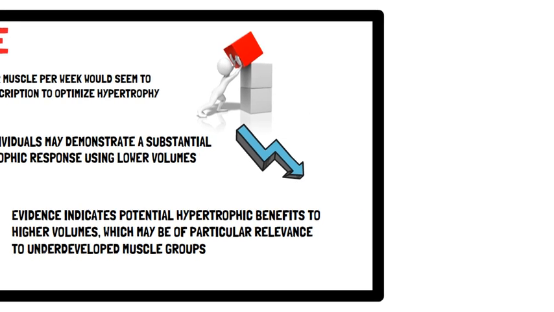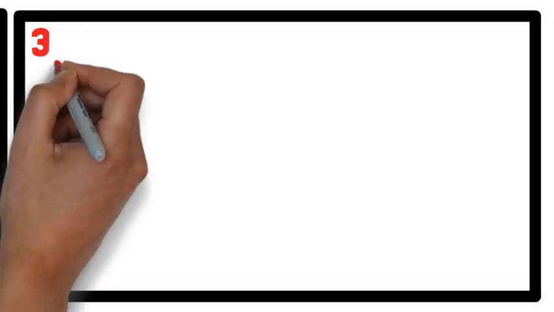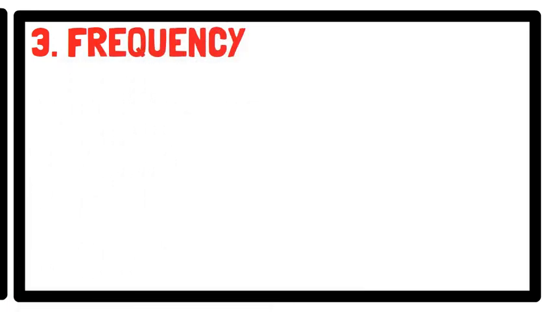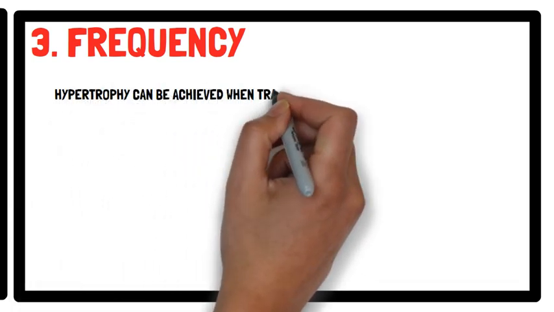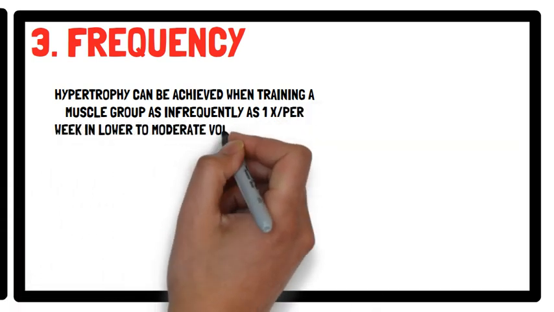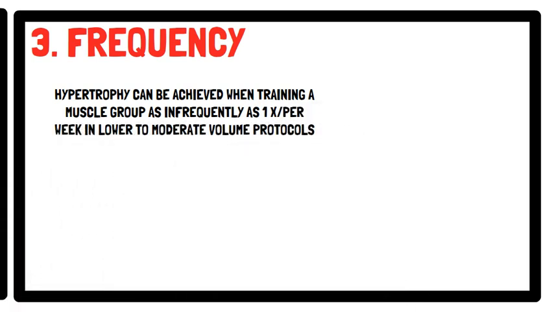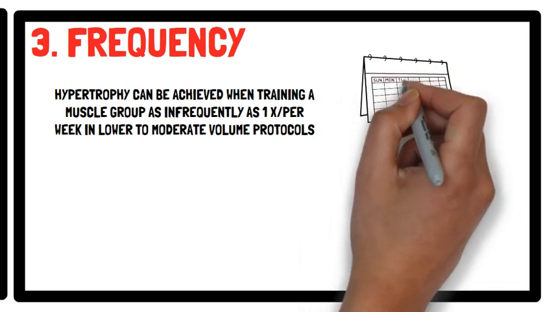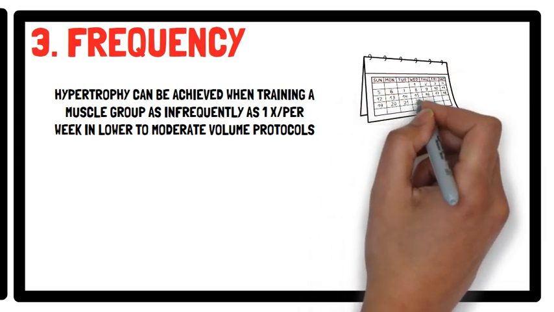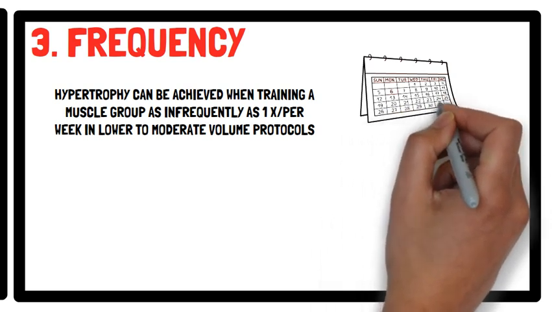Moving on to recommendation 3, which is frequency. Frequency refers to the number of training sessions performed in a given period of time. Significant hypertrophy can be achieved by hitting the gym as little as once a week using lower to moderate volume protocols. And there doesn't seem to be a hypertrophic benefit to greater weekly per muscle training frequencies provided set volume is equated.